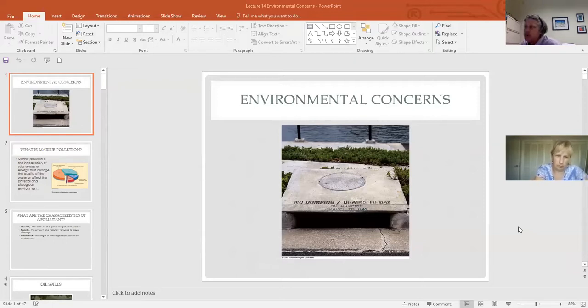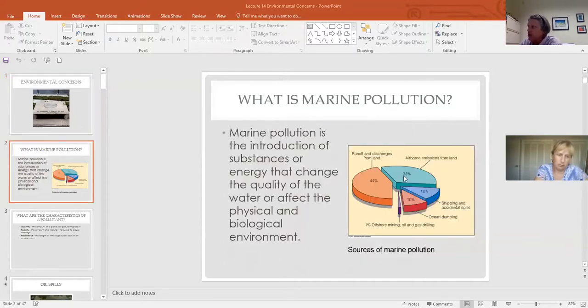Most of our ocean pollution comes from land-based activity. Obviously, we're land dwellers, and we're polluters. Most of it drains or gets into our waterways from what we do on land. As a matter of fact, 33% of it comes from the air. 44%, even more, comes from runoff or discharge, sewage discharge, things along those lines.